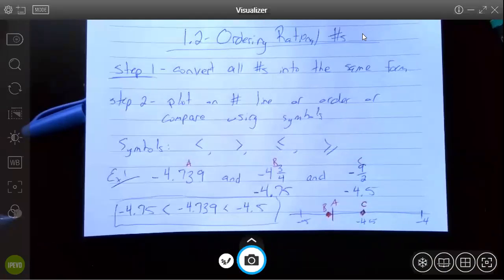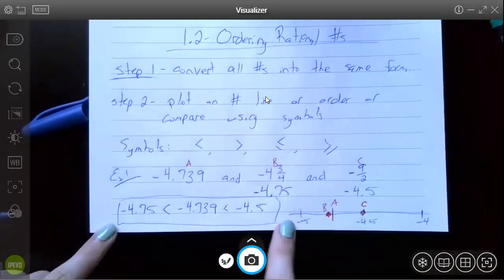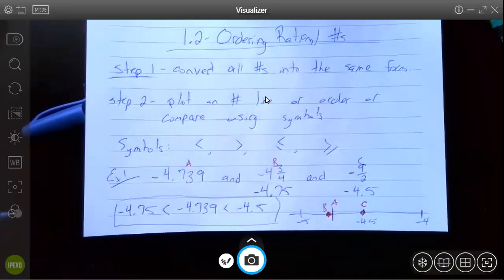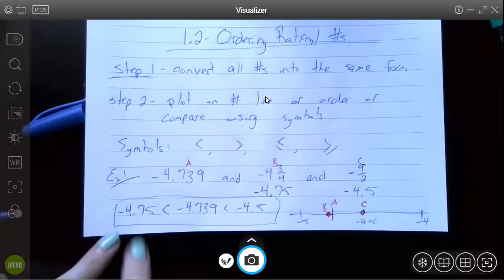Okay, that is it for today's lesson. All you're going to be doing today is ordering different numbers. The one thing to watch out for is just remember when it comes to negative numbers, the bigger the number looks, the least it actually is. Okay, it's opposite than with positive numbers. So just keep that in mind. Okay, that's all. Let me know if you have any questions.